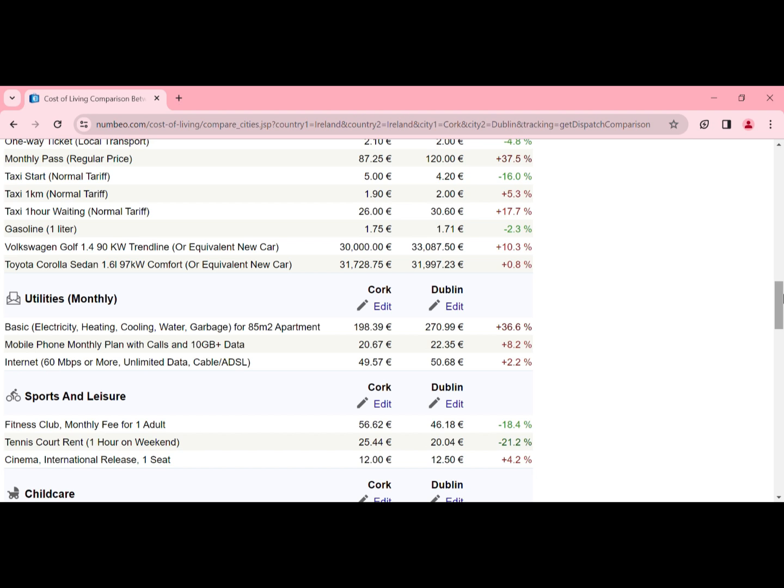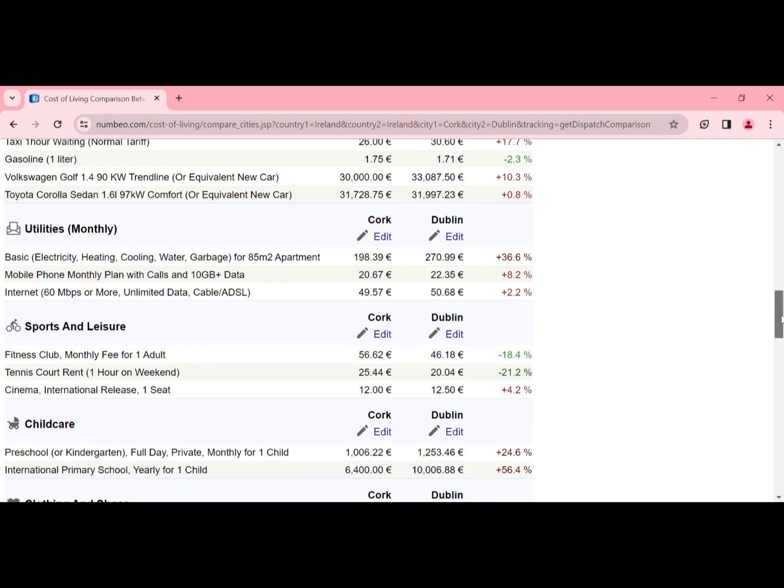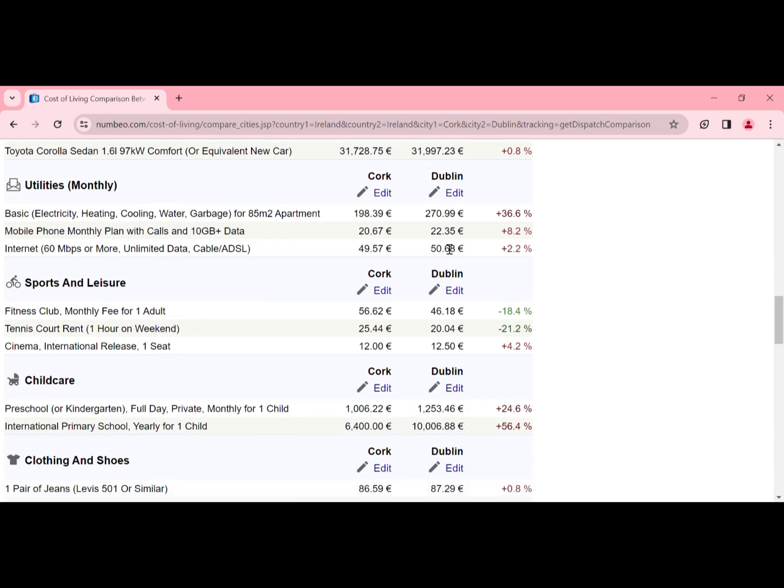And then we have utilities monthly, like basic electricity, heating, cooling, water, garbage for an apartment. It's 198.39 in Cork, and then in Dublin it's 270, so it's really expensive. And then we have a mobile phone monthly plan for calls and 10 gigabytes plus data. It's like 20.67 in Cork, and then in Dublin it's like 22.35. Okay, we have internet. So that's it. Dublin is still expensive.